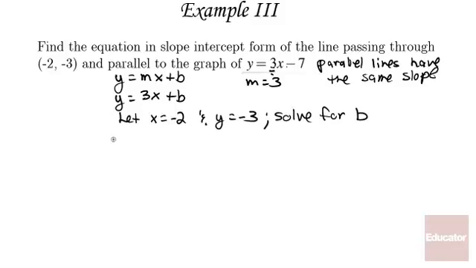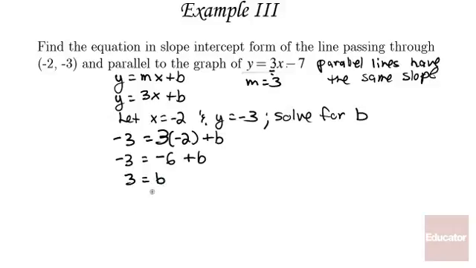Okay, so y is negative 3, x is negative 2, and I have the slope. So 3 times negative 2 plus b. That gives me negative 3. 3 times negative 2 is negative 6 plus b. Adding 6 to both sides, b equals 3.